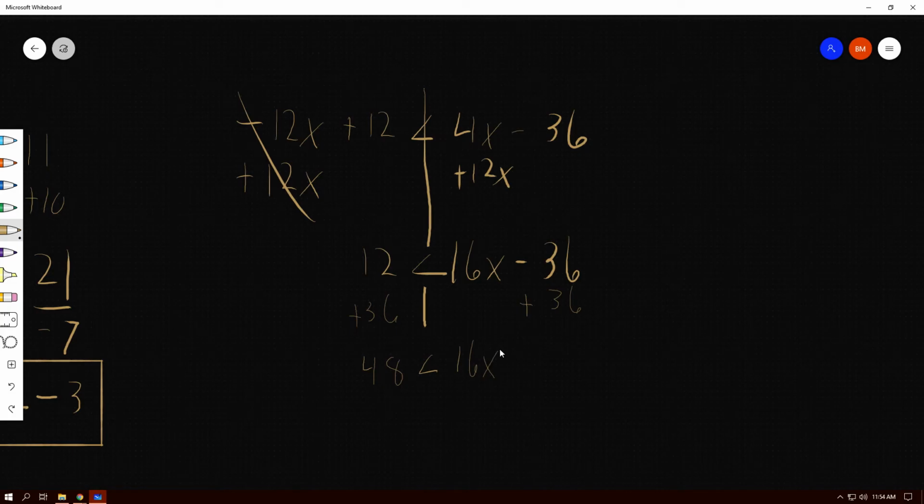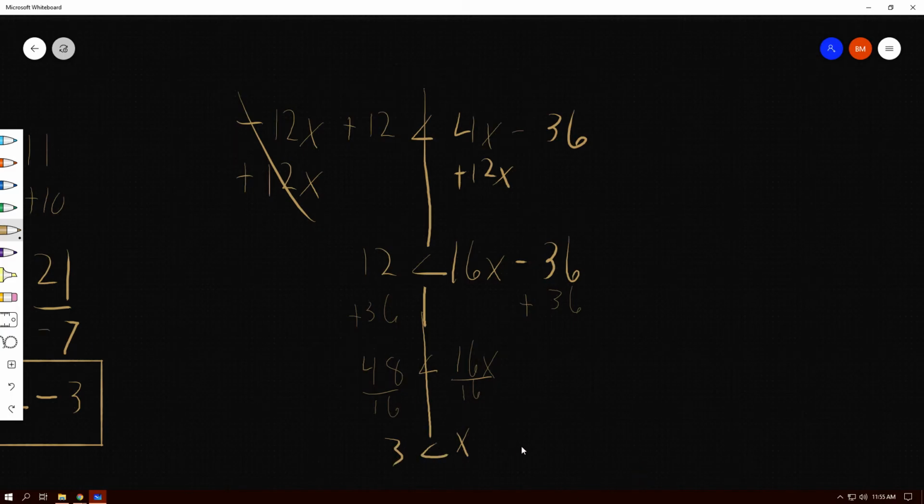Now what am I solving for? X. What's on the same side as x? Well, that would be the 16. What's it doing? It's multiplying. How do you get rid of multiplication? You divide. So I divide both sides by 16. And what I'm going to end up with here is, 48 divided by 16 is going to be 3. Is I have 3 is less than x.